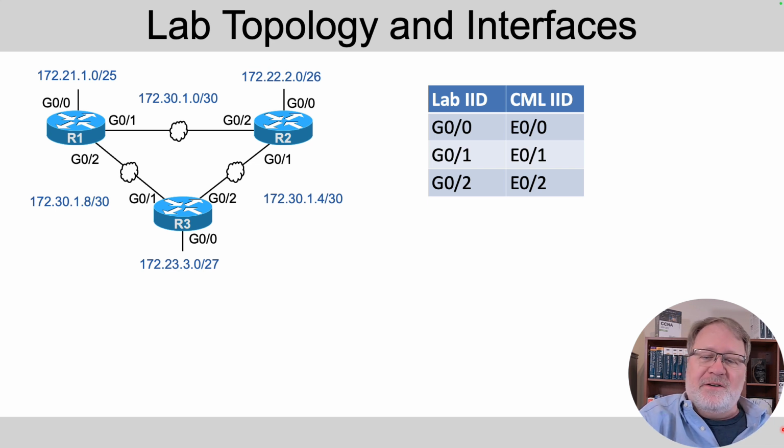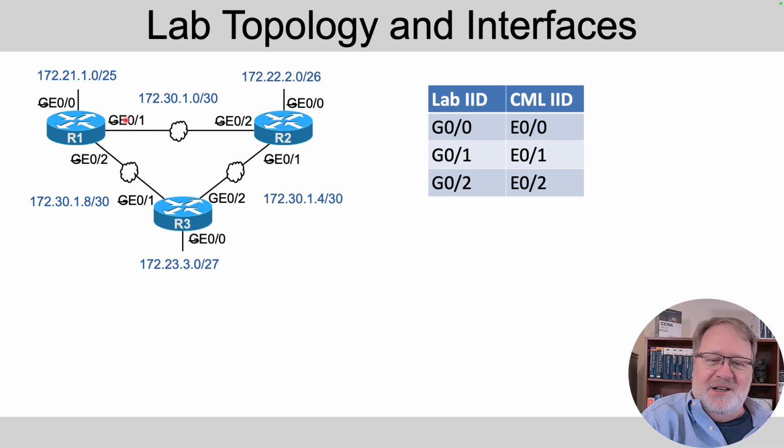All right, so on the left, you see a repeat of the lab topology with all these interface IDs. However, in CML, we can't use those. However, we can use almost identical interface IDs. All the instances of gigabit 0/0 become Ethernet 0/0, gig 0/1 becomes Ethernet 0/1, gig 0/2 becomes Ethernet 0/2. Very easy to correlate, all right? And I'll just redraw the figure so you see instead of the G's, we see an E there for the interface ID.